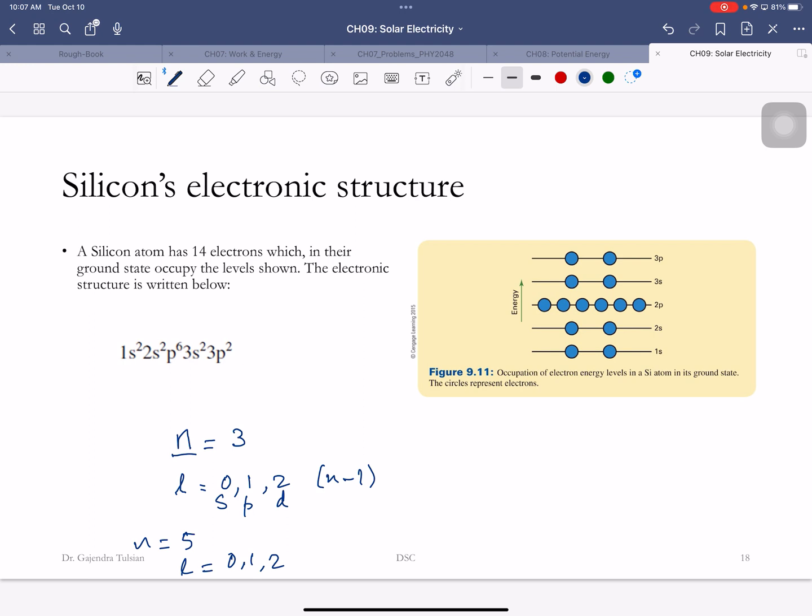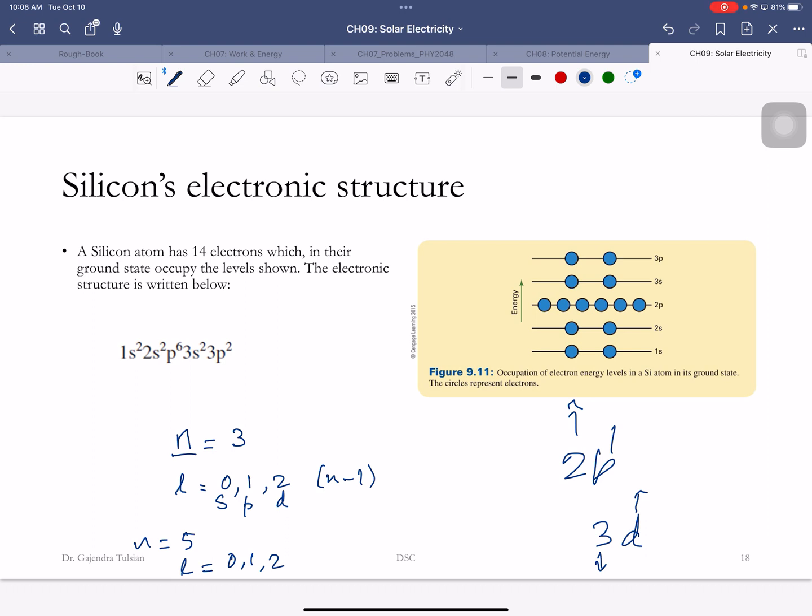So what would 2p be? This is n is 2, and L is 1. Okay. 3d, n is 3, L is 2. So that's the notation. All right, we're good? All right, we're building a story.